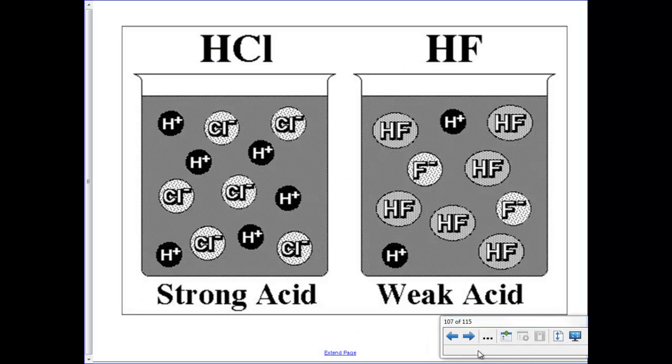So most of what I have here now are just diagrams. This guy is strong because there's all sorts of pluses and minuses everywhere. Everything is ionized. Here it's weak because a lot of these HFs are still stuck together. Make sense?